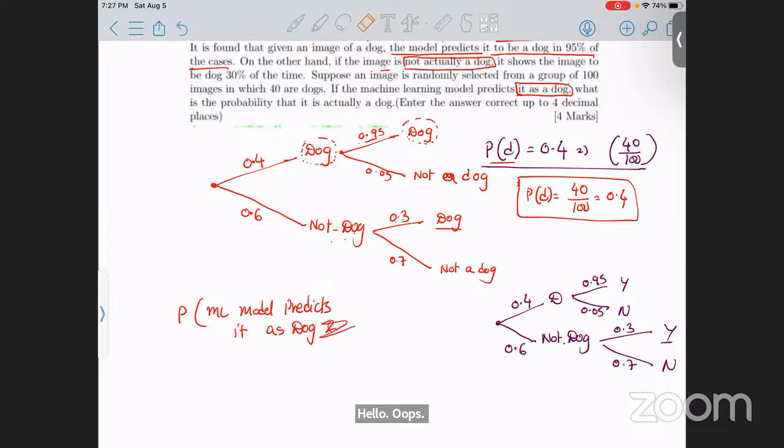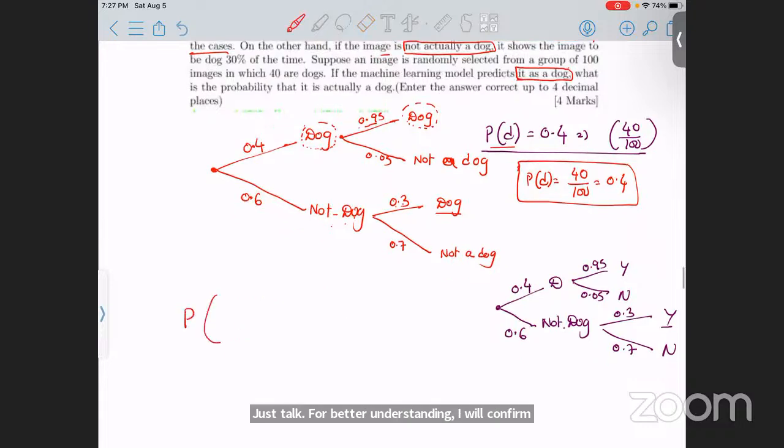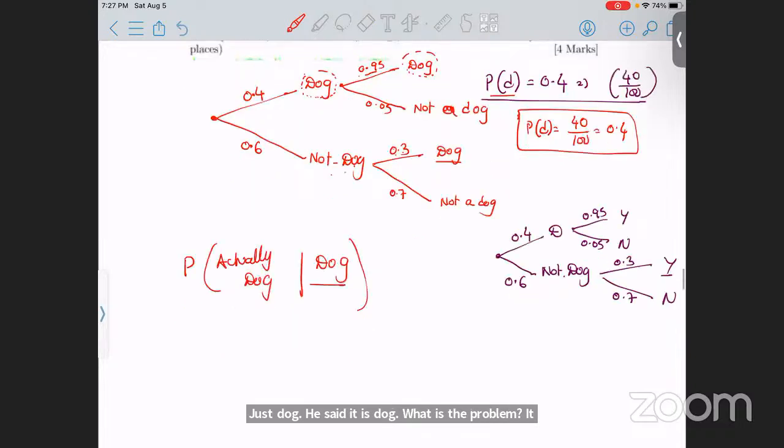Okay, just stop. For better understanding, I will reframe this. The machine learning model predicts it as dog. What is the probability that it is actually a dog? So it is predicted as dog, and what is the probability of actually dog? P of actual dog divided by predicted dog.